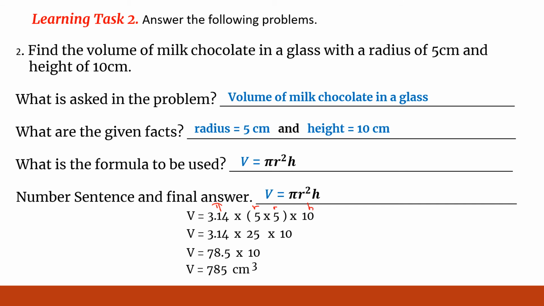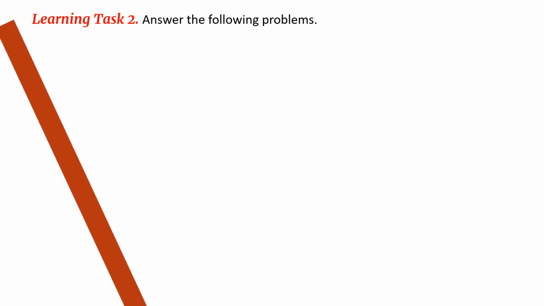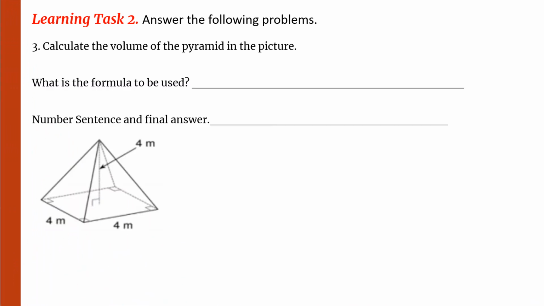Now, 5 times 5 will give us what? 25. And then 78.5 here came from what? 3.14 times 25. Then copy 10. And 78.5 times 10 will give us 785 cubic centimeters. Ibig sabihin mga bata, ito ang sagot natin, 785 cubic centimeters.